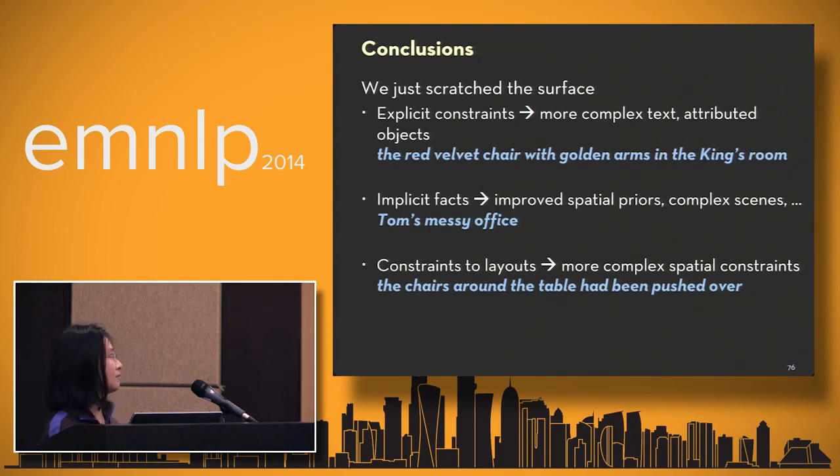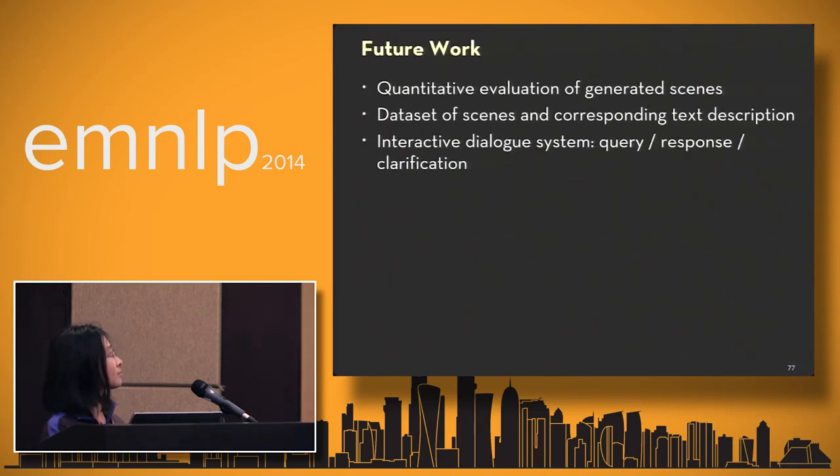For instance, if I say Tom's messy office, for now, I think if I were to generate an office, it would be messy, but again, what does that mean? What should I have? And then just turning the constraints into an actual layout is also very complicated. And a sentence like the chair around the table had been pushed over, that's difficult.